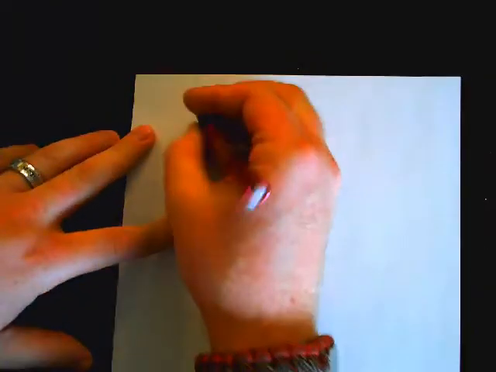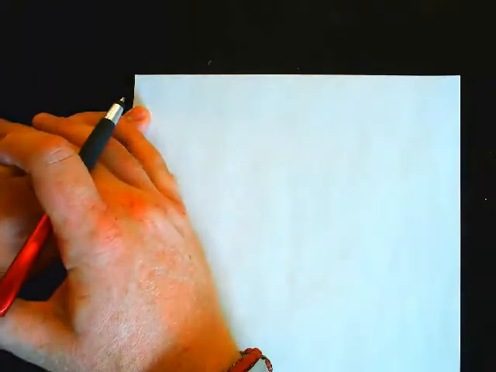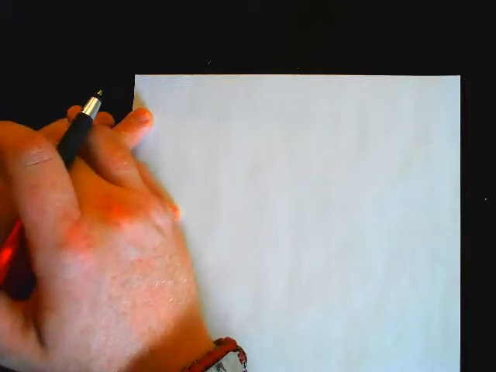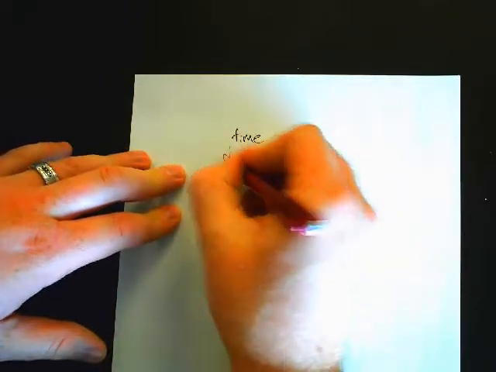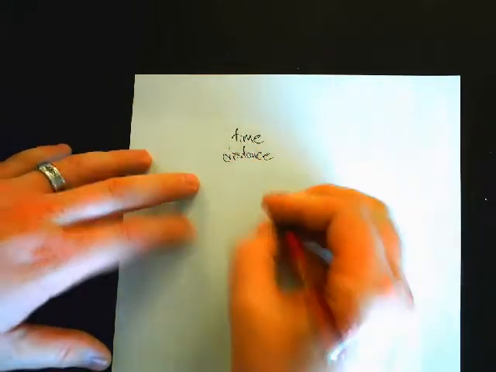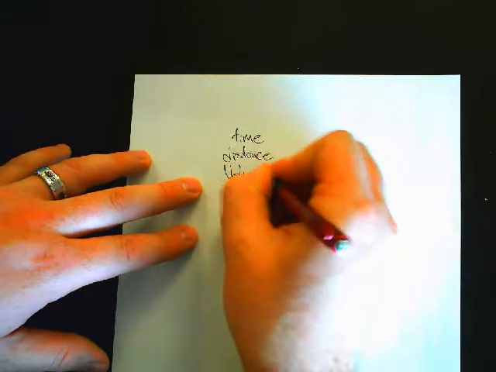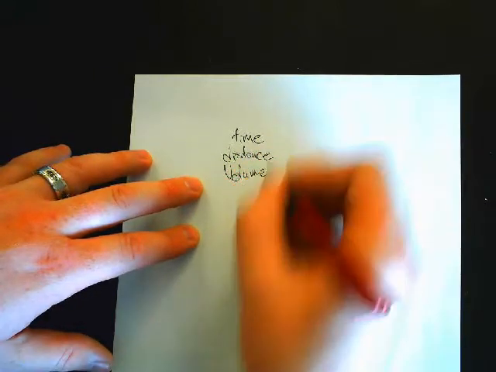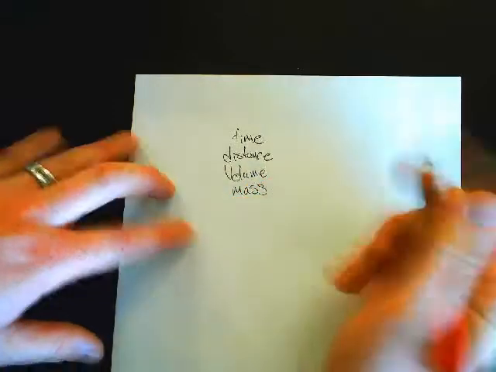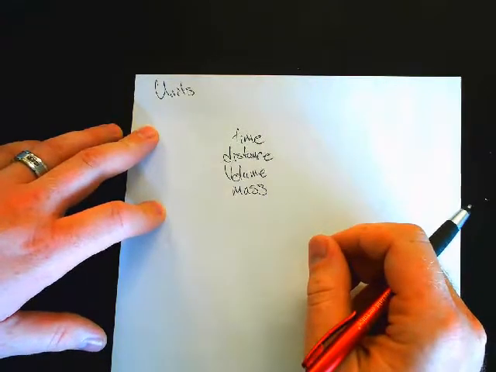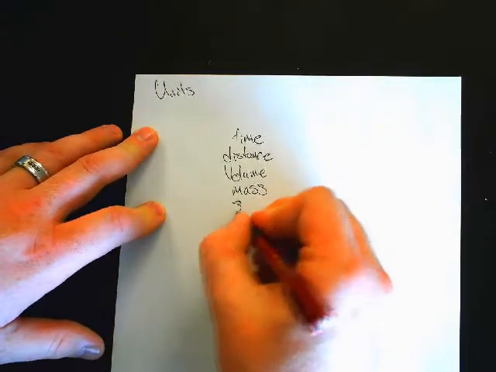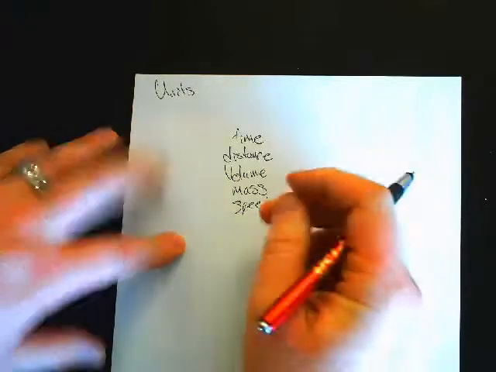Could measure. And I'm not looking for specific examples or specific units, but properties that you could measure. So what's a property you could measure? Time. What else? I heard distance. Keep going. Volume. What else? Mass. What else? Speed. Keep going. Density.